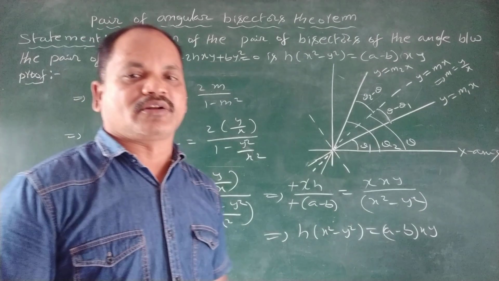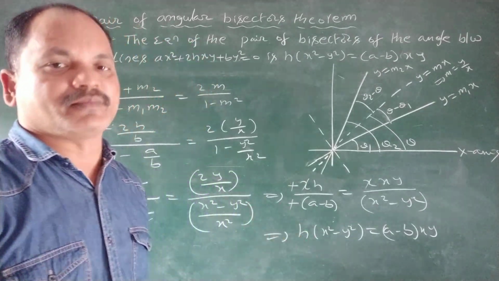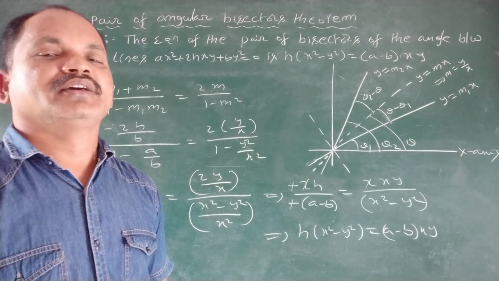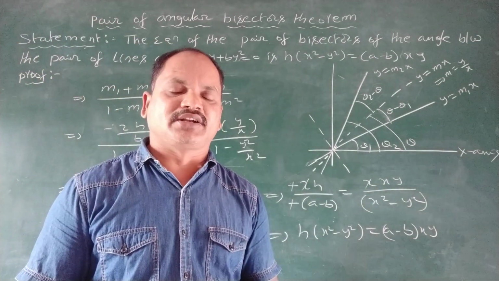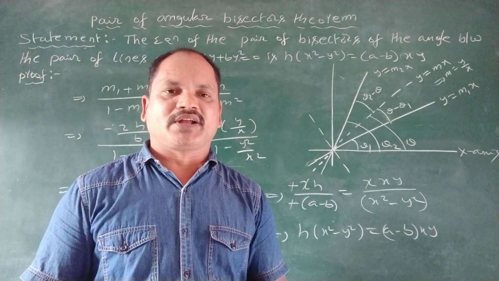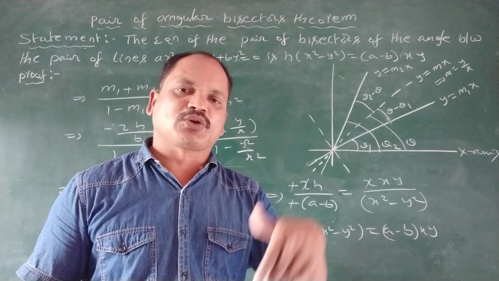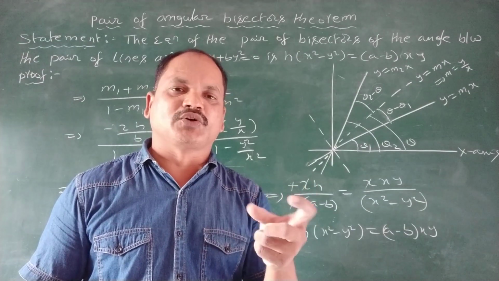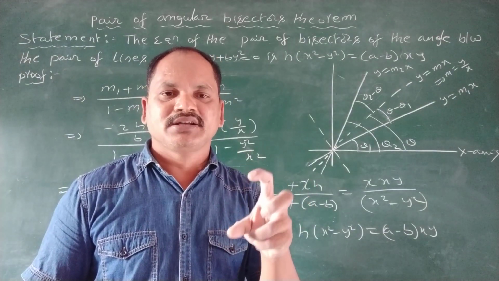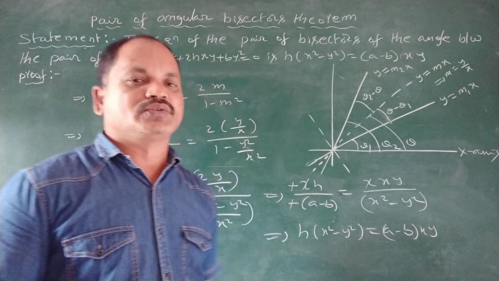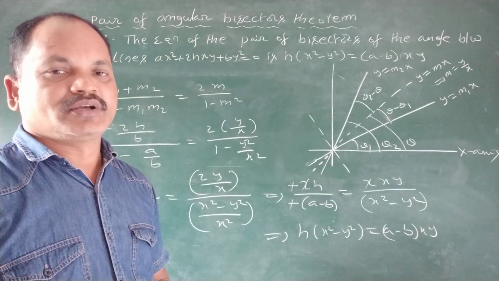which is called the pair of angular bisector theorem. This is a very important theorem, and it is a very easy method. That's why pair of angular bisectors, angle between pair of lines, area of triangle and product of perpendiculars all depend upon sum of slopes, product of slopes and difference of the slopes. That's why this is the easy way. Now we are going to the questions on this concept.